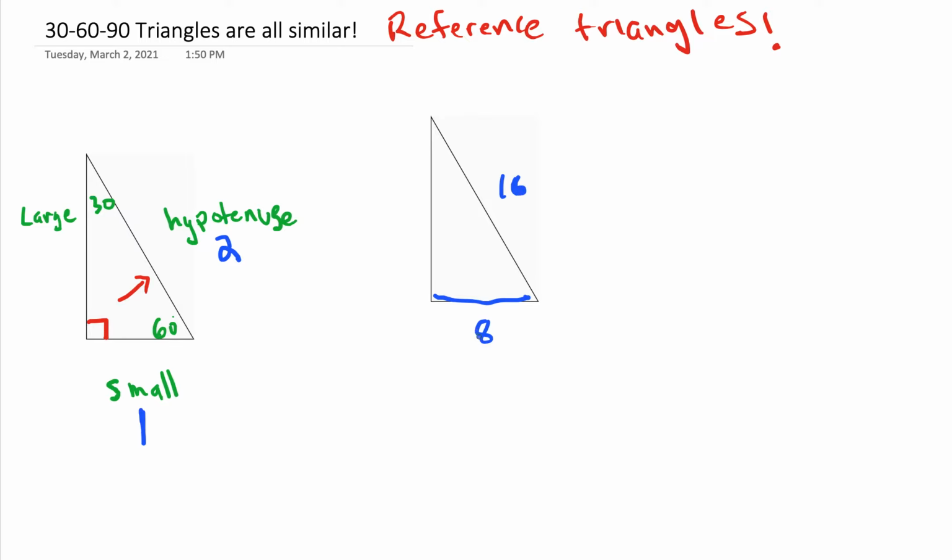If it was 4, it would be 8. Or we could work backwards. If this was 10, we could work backwards and get 5. Even if it's not a whole number, if it's 5, we can get 5 over 2, half of 5.